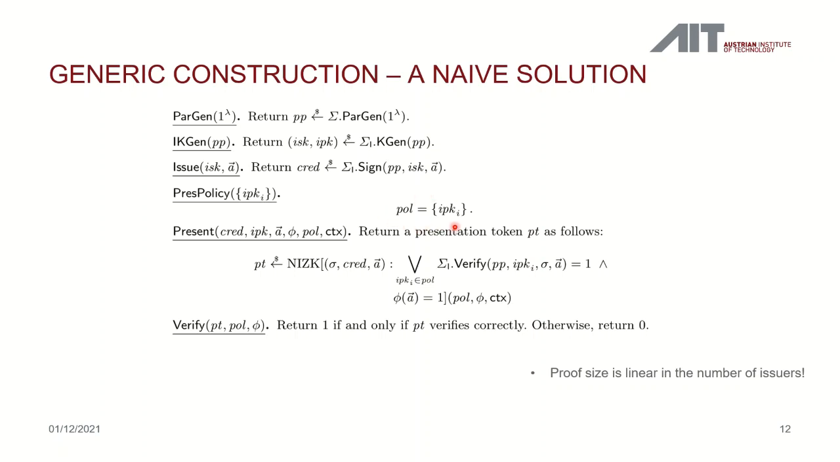The presentation policy simply defines the issuer public keys that are accepted by the verifier, and the user computes an OR proof showing that for one of those issuers that are accepted by the verifier, the user knows a valid credential that satisfies the policy. But of course, the problem with this approach is that the proof size is linear in the number of issuers because of the big OR proof. And the goal of our work was to overcome this limitation.